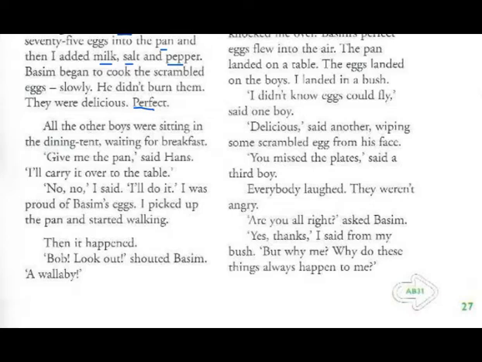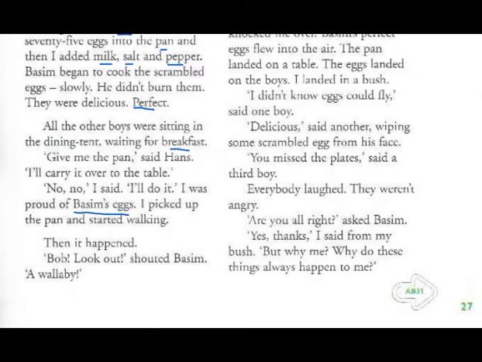All the other boys were sitting in the dining tent waiting for the breakfast. Give me the pan, said Hans. I will carry it over to the table. No, no, I said. I will do it. I was proud of Basim's eggs. I picked up the pan and started walking. Then it happened.